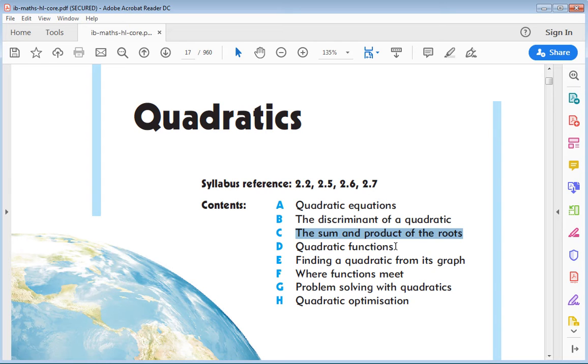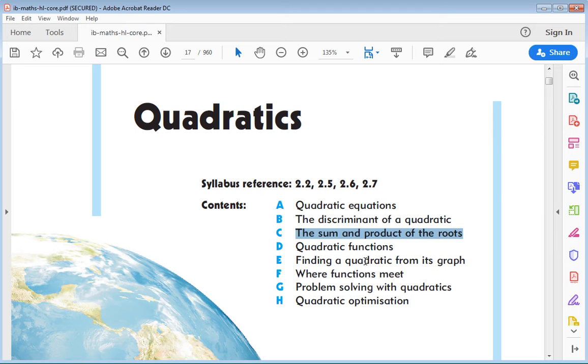Then quadratic functions, that just means y equals. So we start to get into the graphs, and you start to find the axis of symmetry, find the vertex, find where it crosses the y-axis. And then, hey, what if I give you the graph, can you find the quadratic? Going back the other way, that's a little bit trickier.